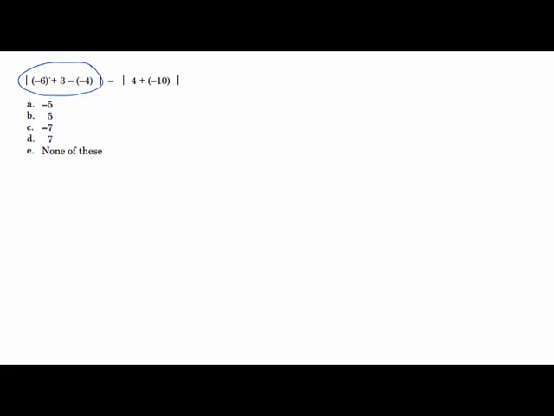And we have -6 plus 3 minus -4. So -6 plus 3 minus -4. And when you see that minus negative, that's pretty much a plus. You can think of it as a plus. So it's -6 plus 3 plus 4. So 4 plus 3 is 7. 7 minus 6 is 1.